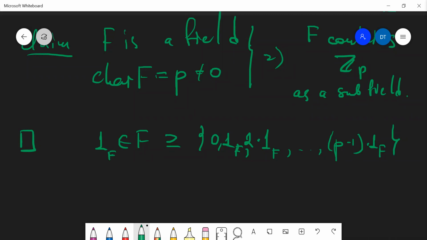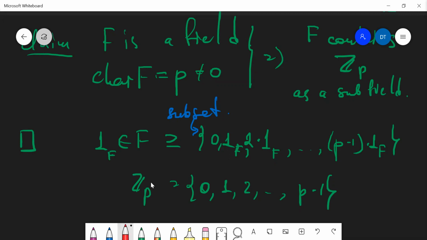So this thing is a subset. And we have Zp. What is Zp? It consists of 0, 1, 2, and so on, up to p minus 1, and we have two operations, addition and multiplication modulo p. Now, I want to show that this subset can be identified with this field. The way to identify is really clear: there is a bijection between these elements.